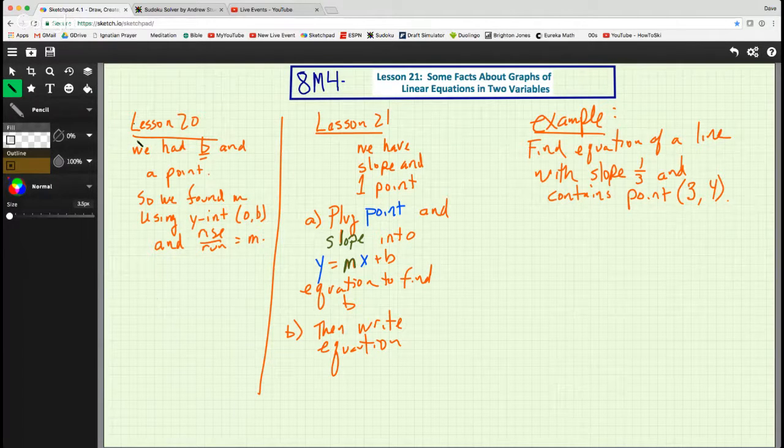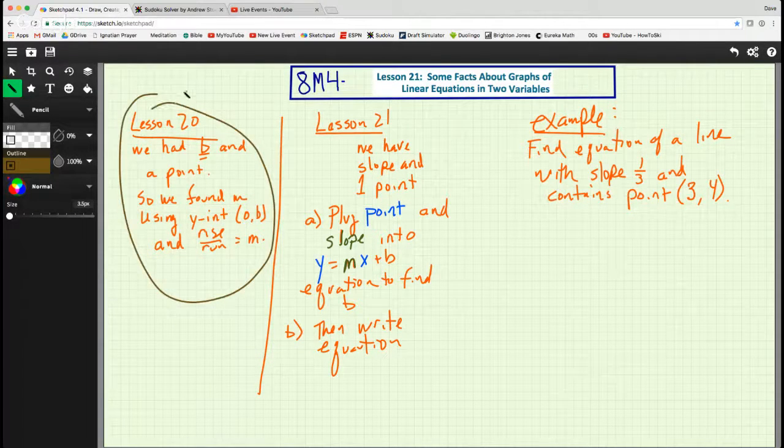Okay, so this is last lesson. In this lesson there are 2 types of examples. One type is when we have a slope and a point. This is type 1, and then we'll get to type 2 in a second. An example would be: find the equation of a line with slope 1/3 that contains the point (3, 4).